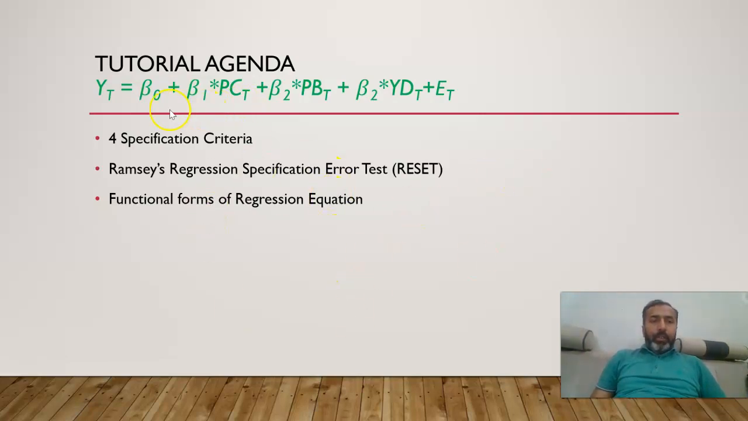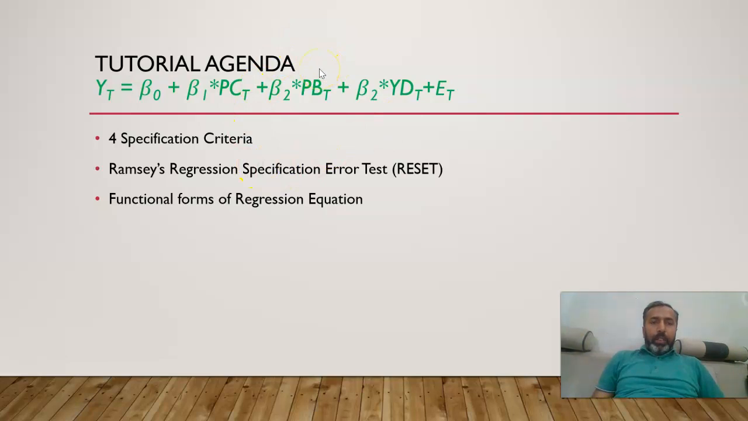We are starting with the same example where our dependent variable is chicken consumption. Our first independent variable is price of chicken, second independent variable is price of beef, and third independent variable is disposable income. So we have to basically pass each independent variable through four tests. So let's go through what those four tests are.